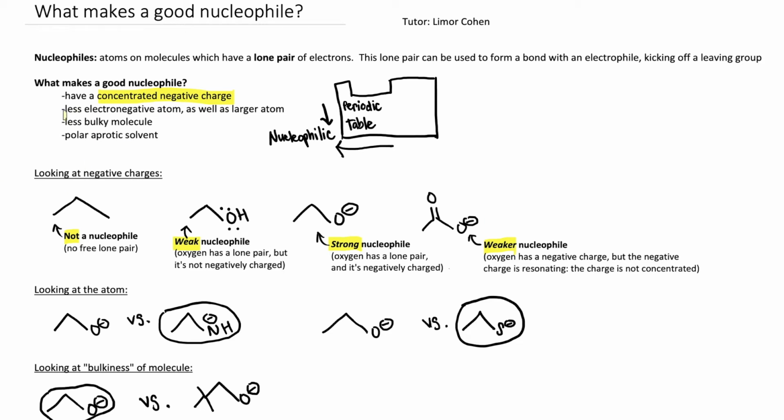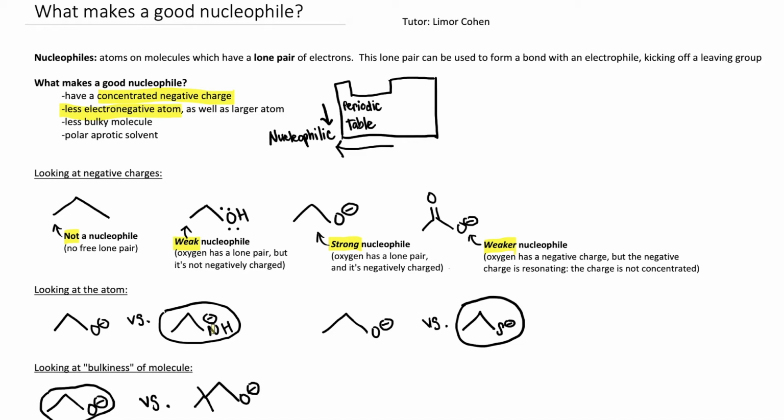So the next factor we want to look at is the atom that has the lone pair and therefore is acting as the nucleophile. So firstly, less electronegative atoms are better nucleophiles than more electronegative atoms. So for example, if we're comparing oxygen versus nitrogen with negative charges, since nitrogen is less electronegative than oxygen, it's going to be a better nucleophile.